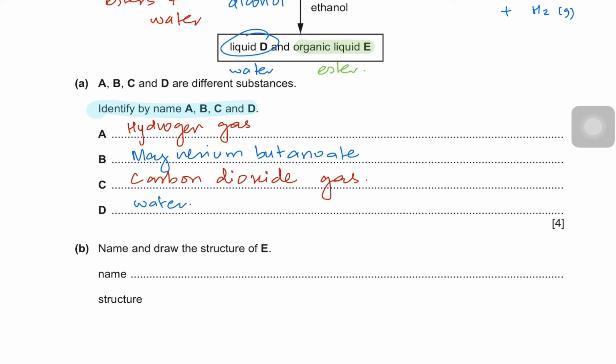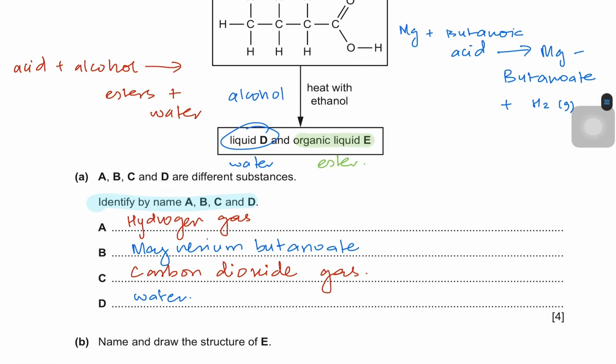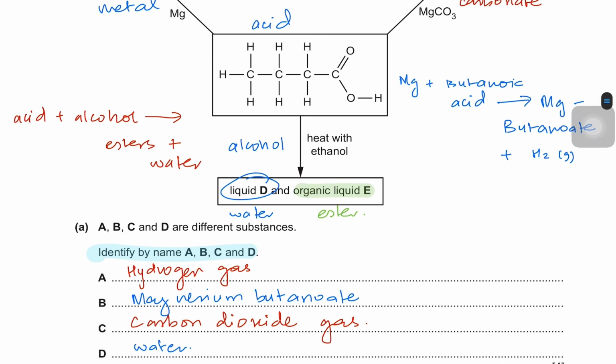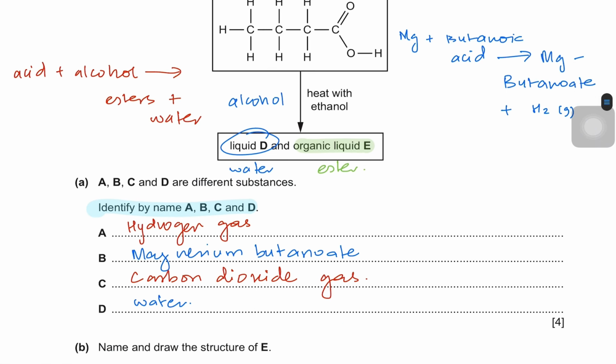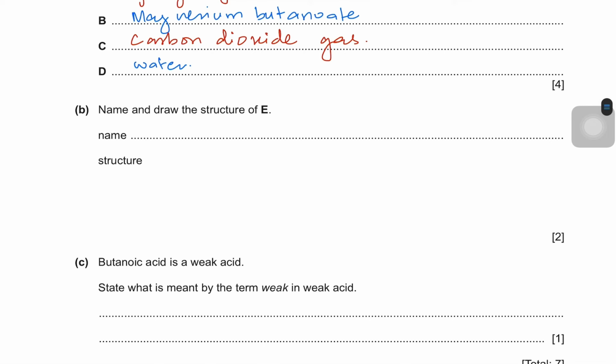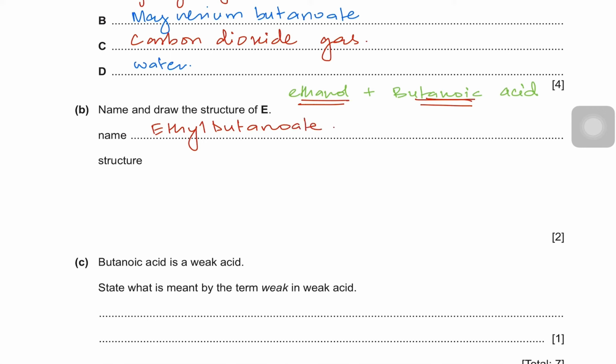Name and draw the structure of E. Since they are already mentioning which acid and alcohol are here, we know ethanol has 2 carbons and butanoic acid has 4 carbons. So we are dealing with ethanol and butanoic acid. The alcohol part is written first in the name, so you will write ethyl. The acid part is written second, so you get ethyl butanoate. When we talk about the structure, first draw any part. Let's suppose I'm drawing the butanoic acid part, which is the 4 carbon part.